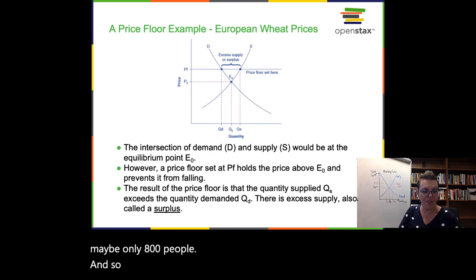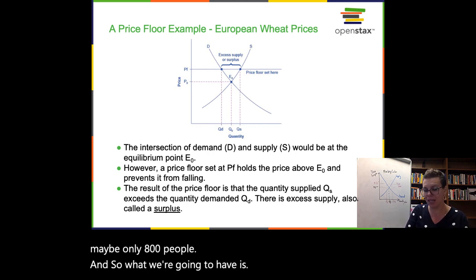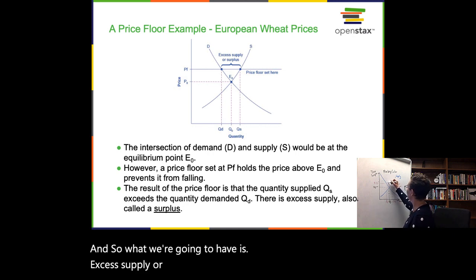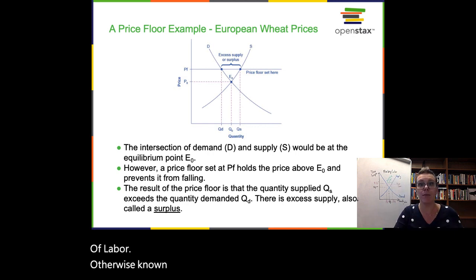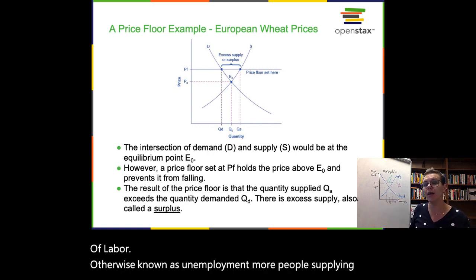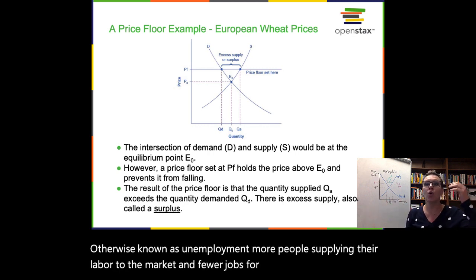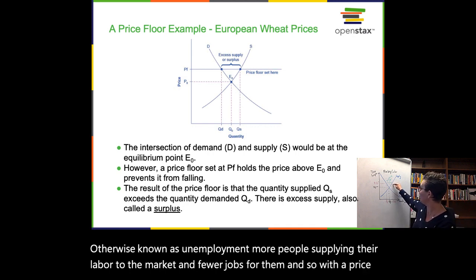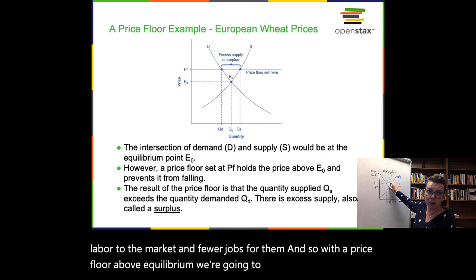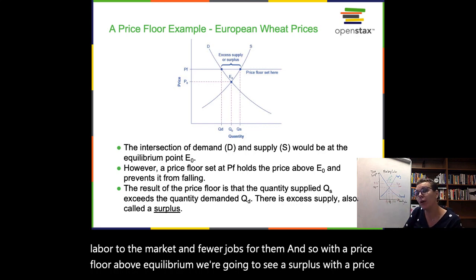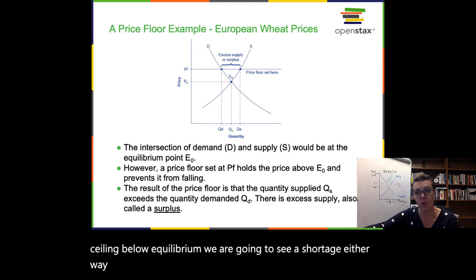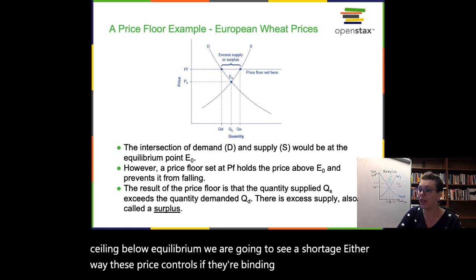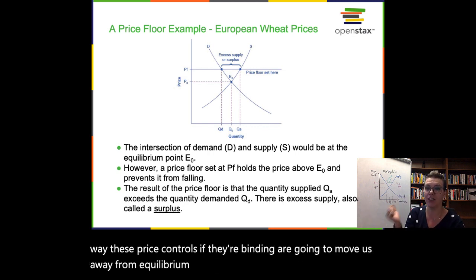And so what we're going to have is excess supply or surplus. And this surplus is going to be a surplus of labor, otherwise known as unemployment. More people supplying their labor to the market and fewer jobs for them. And so with a price floor above equilibrium, we're going to see a surplus. With a price ceiling below equilibrium, we are going to see a shortage. Either way, these price controls, if they're binding, are going to move us away from equilibrium and cause an inefficiency.